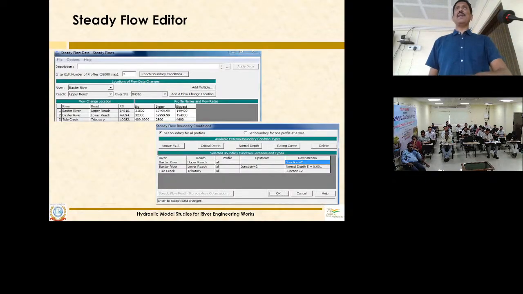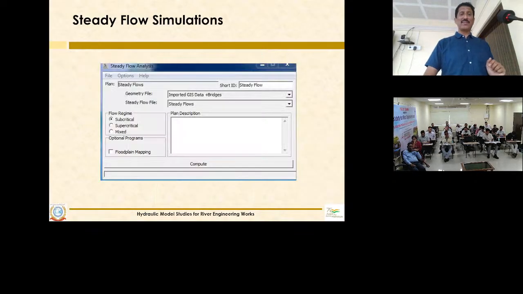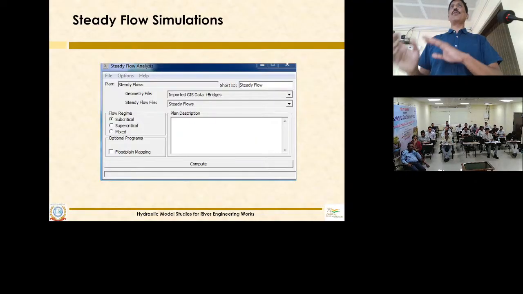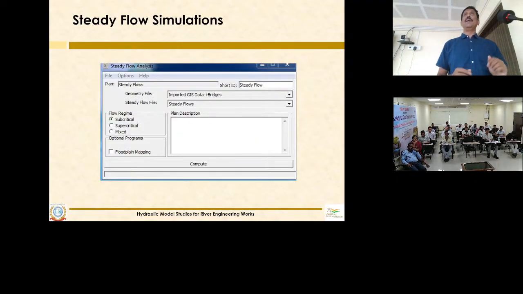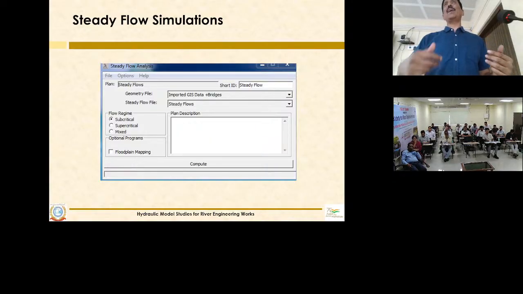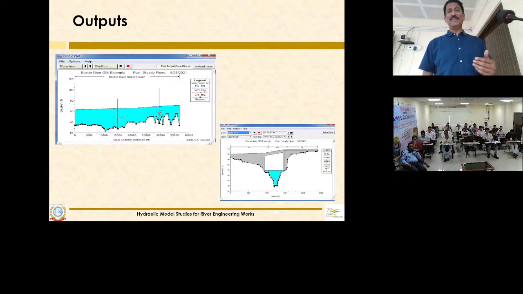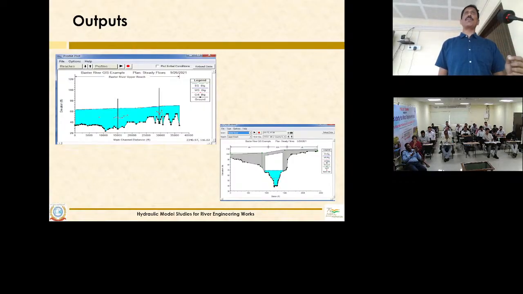The second part is the flow editor, where the flow data is given. I think this will be explained in the next lectures. Then you perform some analysis based on the geometry and the flow data provided to the model. We compute the water surface profile. When you say compute, the steady state process we have explained is taking place in the background, and the calculations are done, and we get the values for each cross section along the total distance: the water levels and velocities.